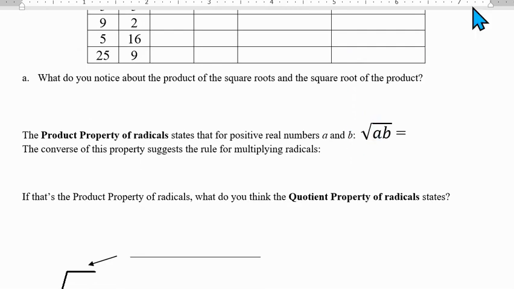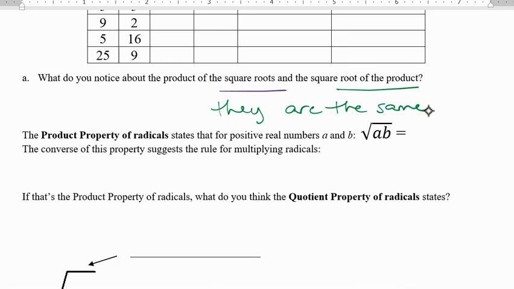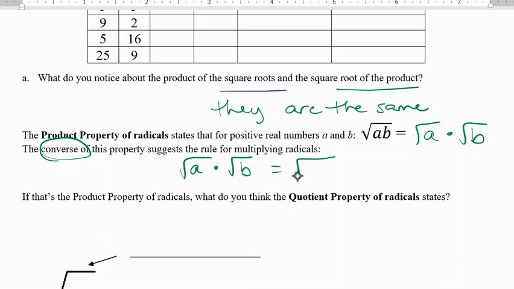So for our notes, we noticed that the product of the square roots and the root of the products are the same. In other words, our rule is that the square root of a times b is the same as the square root of a times the square root of b. The opposite, or converse, is also true. If you have two square roots separated from each other, you can combine them.